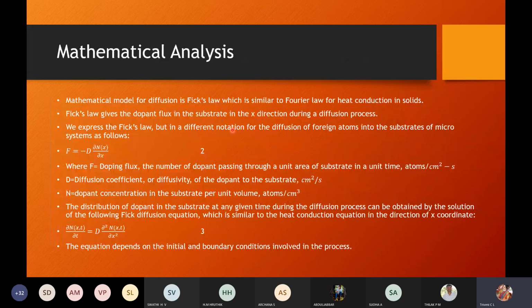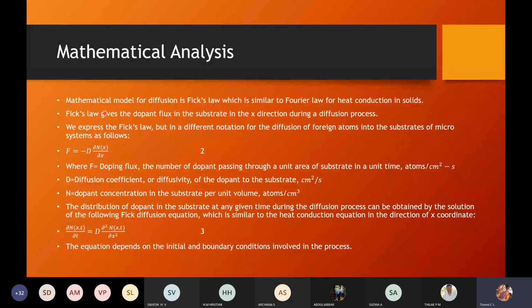Now let us go for a little bit of mathematical analysis of this diffusion method and how we'll be using it here. In the diffusion method, we'll be using something similar to the heat conduction method. So the mathematical model for diffusion is taken from Fick's law, which is similar to Fourier's law for heat conduction. The same law we'll be using here.